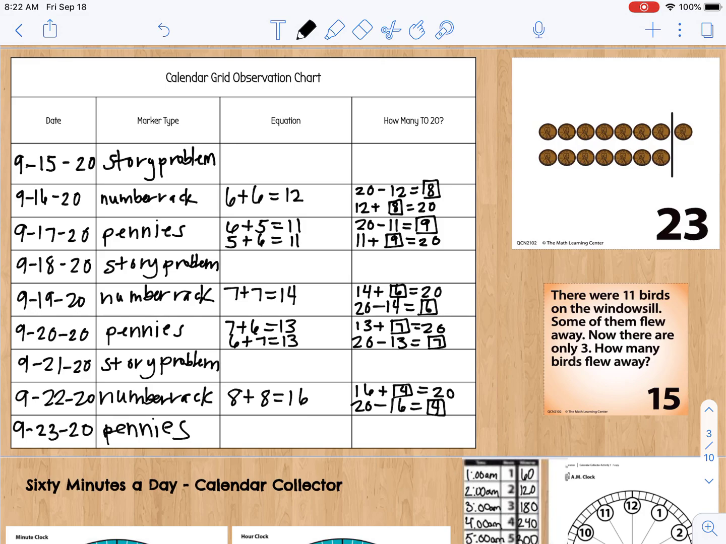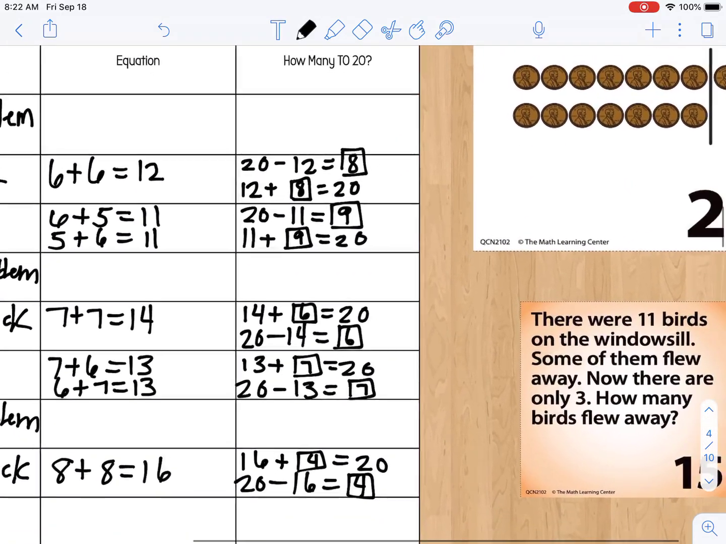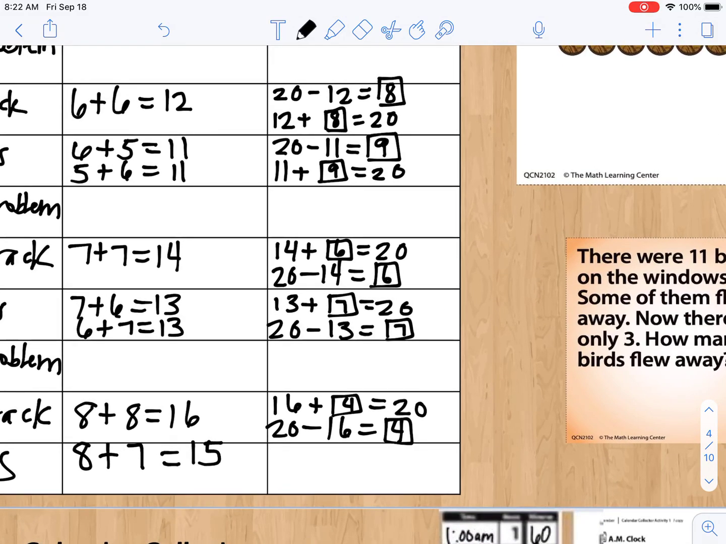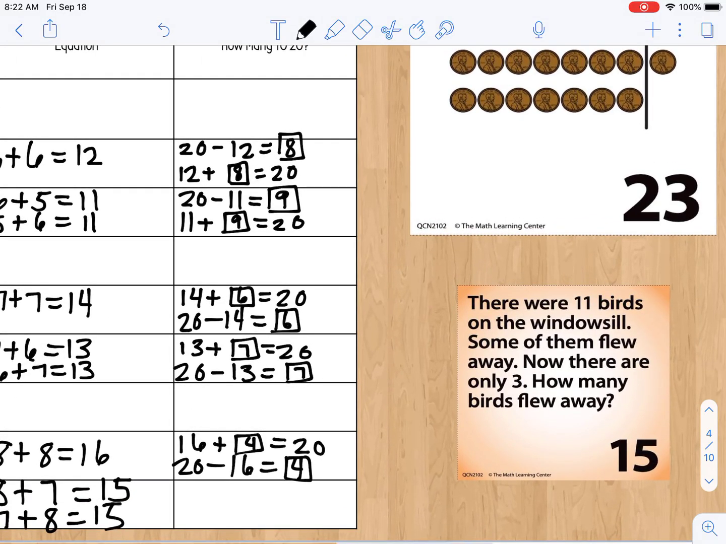Yeah, we might see 8 on the top. So we could say 8 plus 7 on the bottom to make 15 in all. Or you might have thought about the bottom ones first and done 7 plus the 8 on the top to get 15. How many more pennies would we need to make 20?